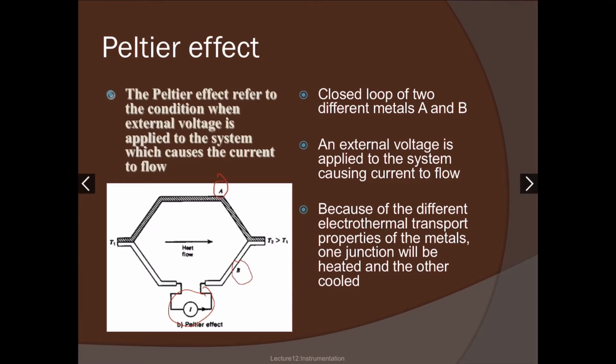An external voltage is applied to the system, causing current to flow. Because of the different electrothermal transport properties of the metals, one junction will be heated and the other one will be cooled.